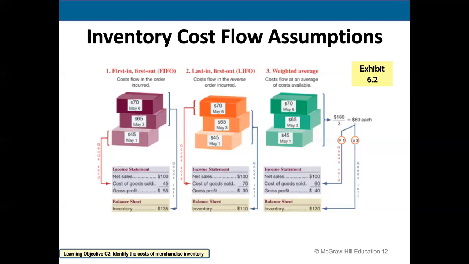The second assumption is called last in, first out, where instead we assume the most recently purchased units are the first ones we're selling. This seems a little strange, but for some businesses, it's a good model. And then third is what's called a weighted average. Rather than trying to guess which are in and which are out, we just find our average cost and then use that cost as our cost of goods sold, and also as the cost of the remaining items in inventory.